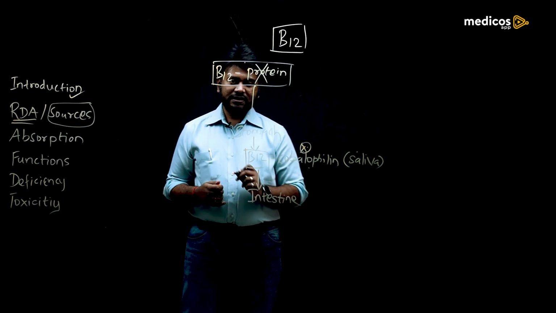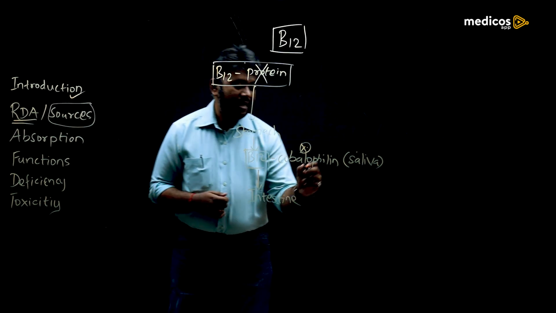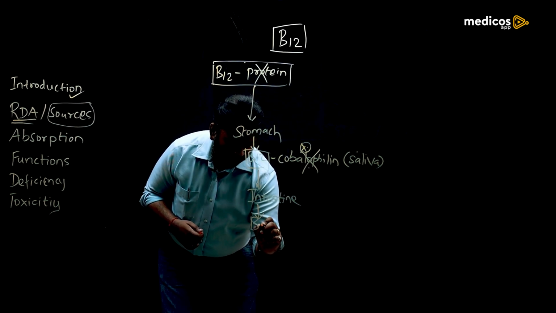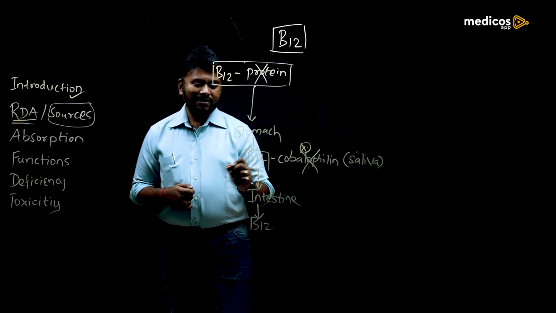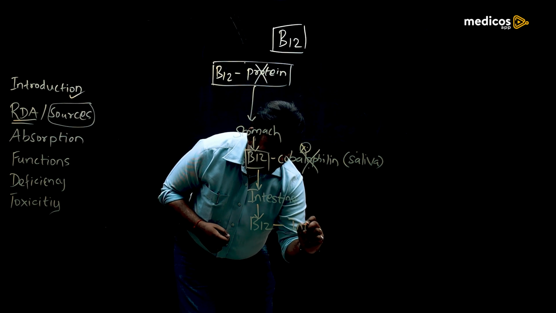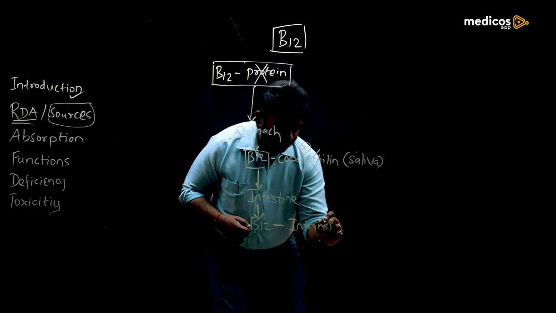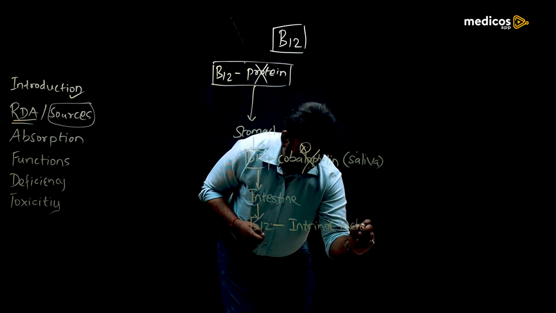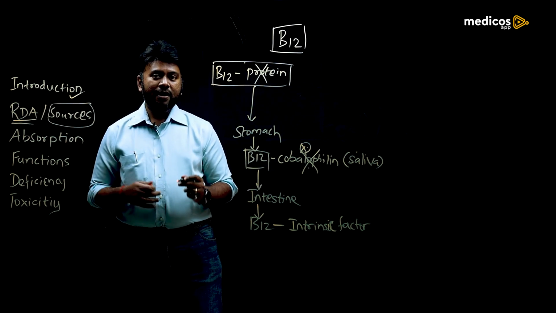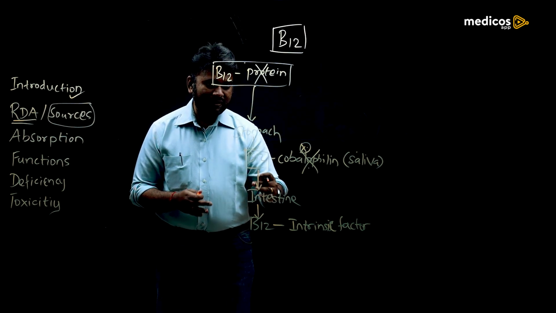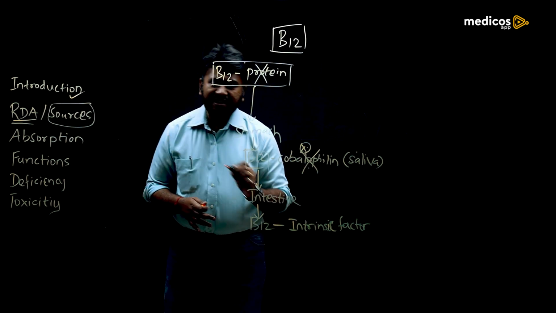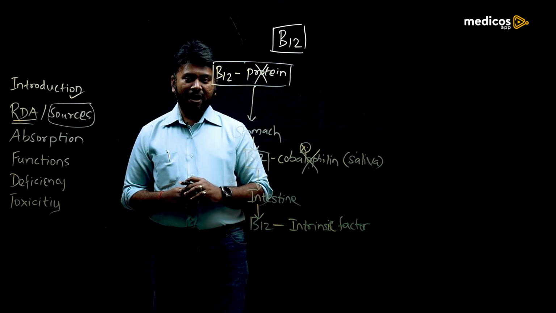Once it reaches the intestine, the pancreatic enzyme trypsin will digest this cobalamin and again release the free vitamin B12. Now in the intestine, once the B12 is released, it will bind to another protein called intrinsic factor. This intrinsic factor is a protein produced by the parietal cells of the stomach. So when trypsin digests cobalamin and releases B12, the intrinsic factor released from the parietal cells of the stomach will go and bind to the B12.